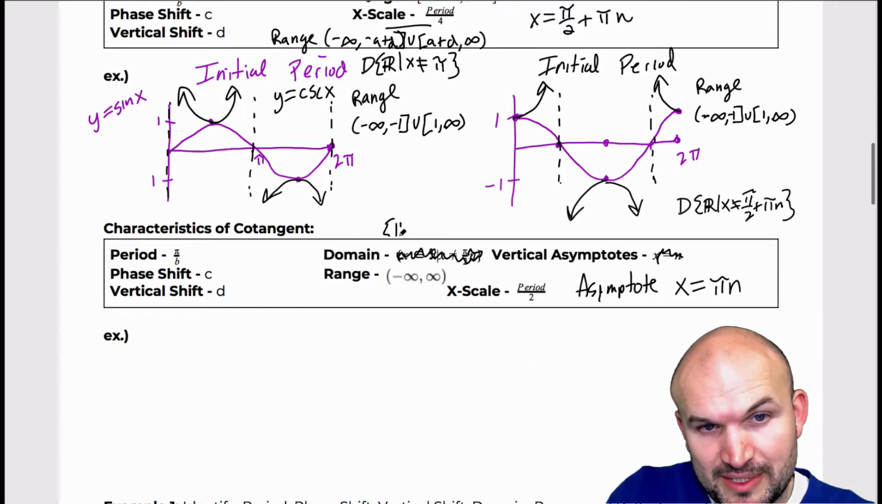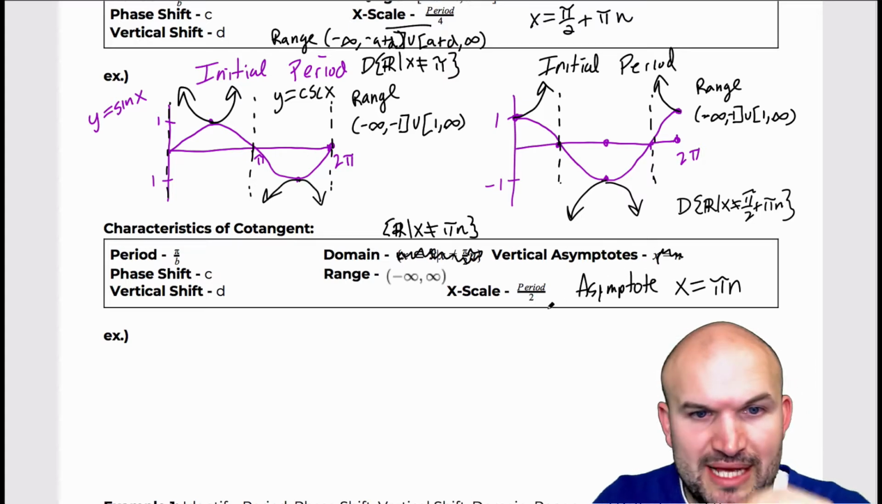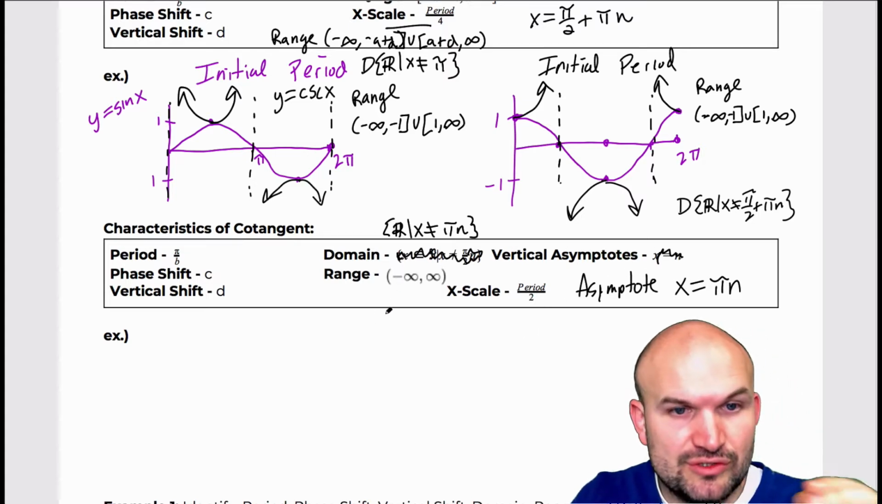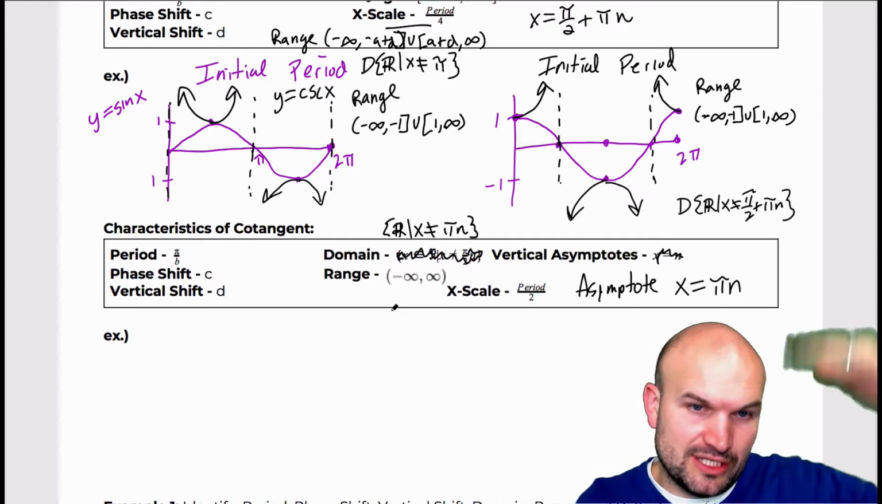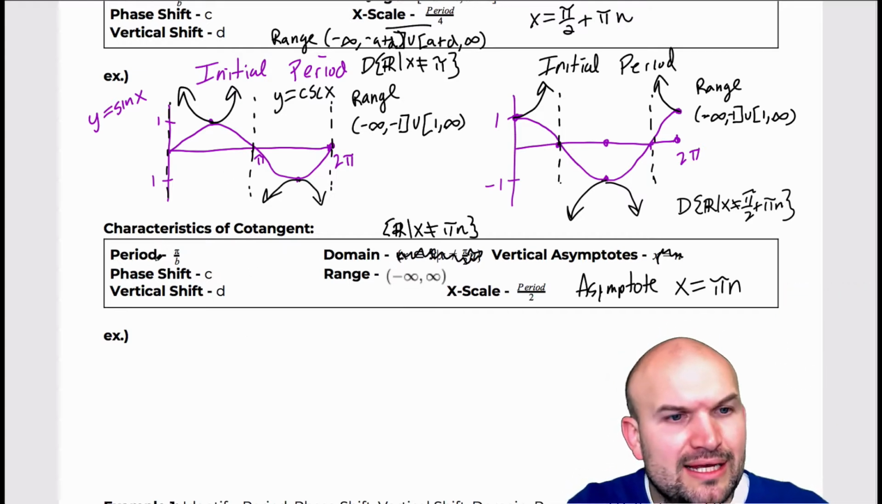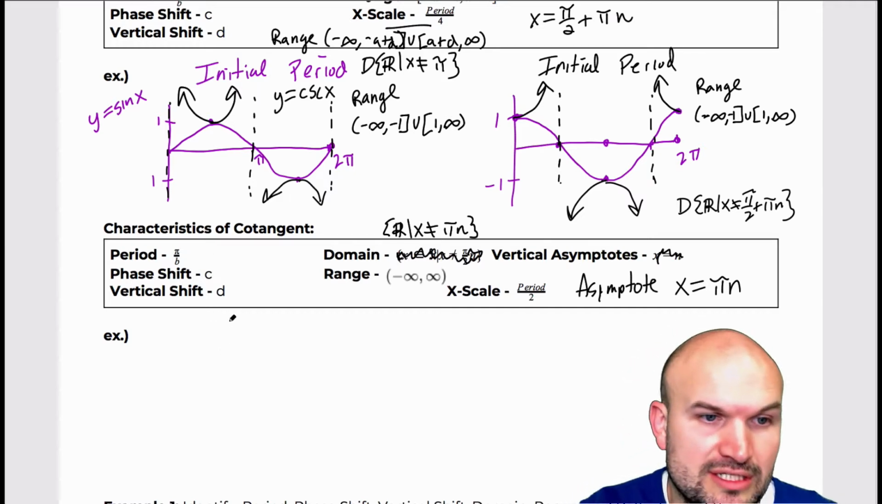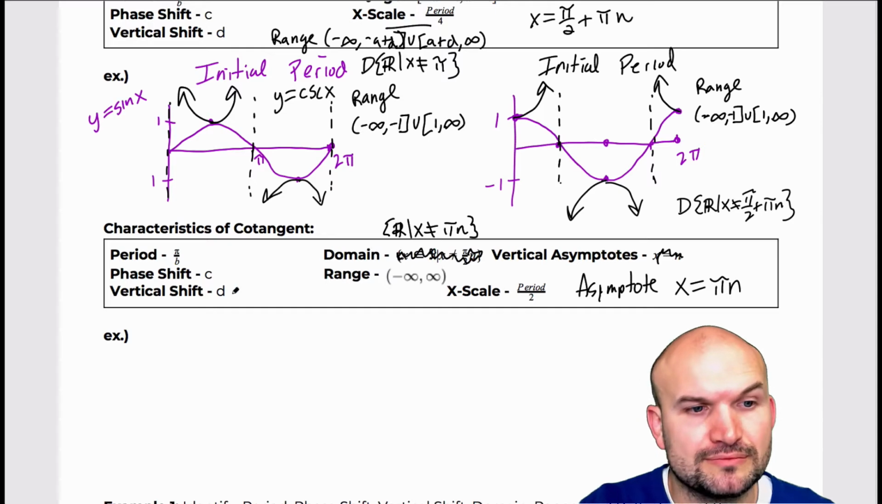So therefore, the domain, I did not copy down the right domain. The domain is going to be all real numbers such that x cannot equal pi n. Oh, I did write the vertical asymptote. So that's going to be x equals pi n. The range, you can see that this graph is going to continue going up and down. And then the period is pi instead of 2 pi. That's how long it takes the graph to repeat itself.